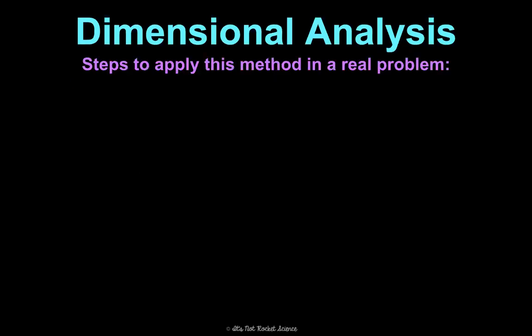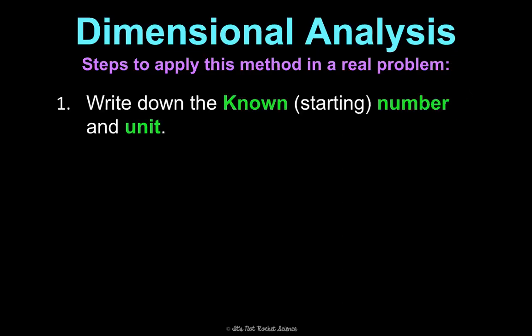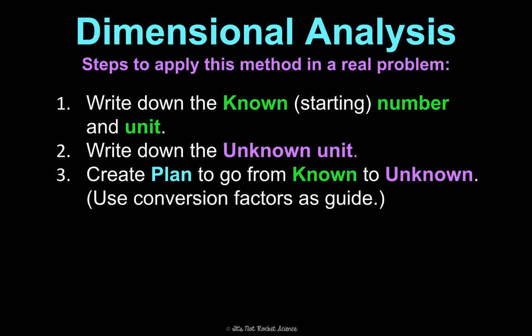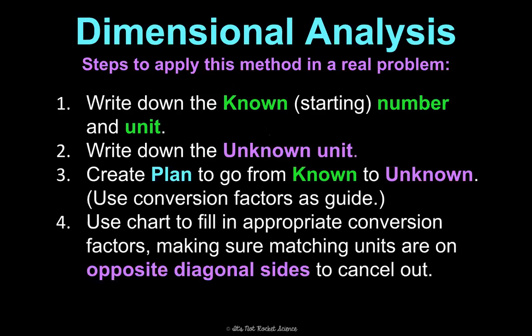All right. So, steps to apply this in a real problem, similar to what we saw on Canvas. You write down the known, that's your starting number and units. You write down the unknown, which is just a unit. You can put a question mark with it. I like to put a question mark and then the unit, so I know that's the unknown. Then you create your plan to go from the known to the unknown. Use your conversion factors as the guide for doing that, because that's going to help you figure out how many steps it is.